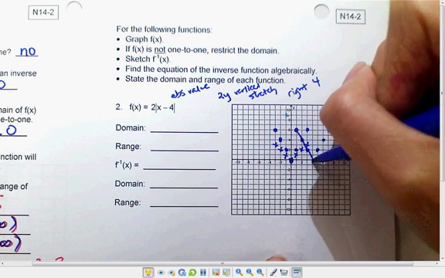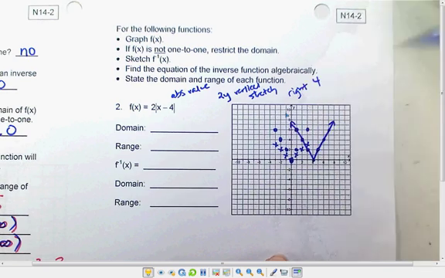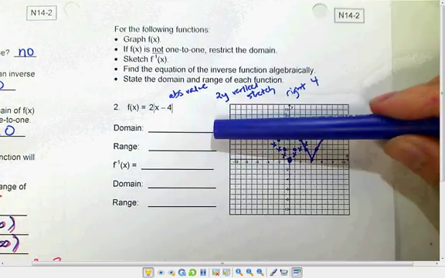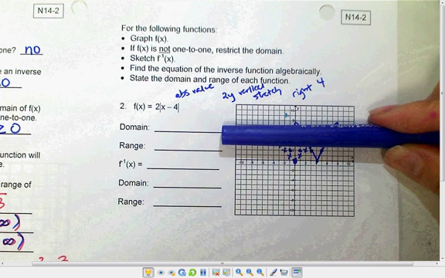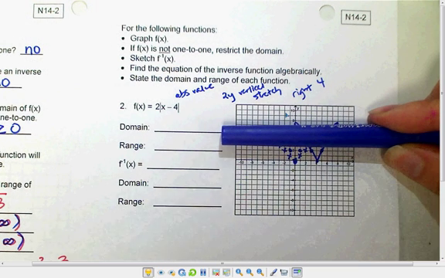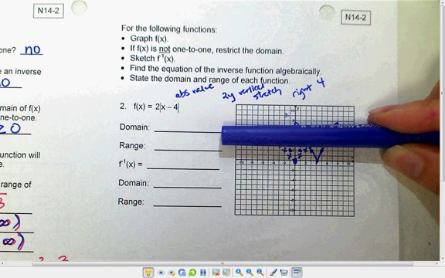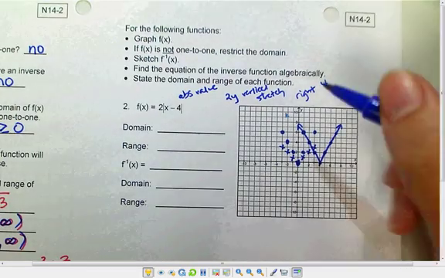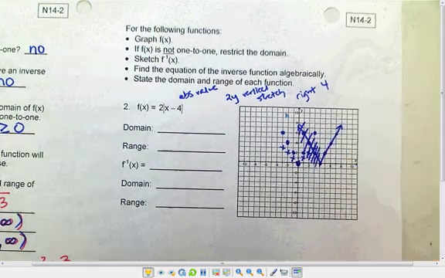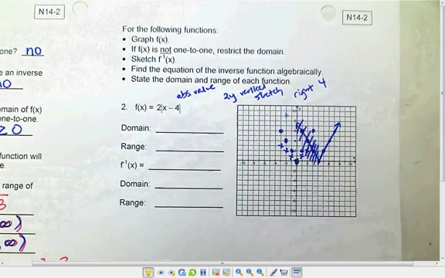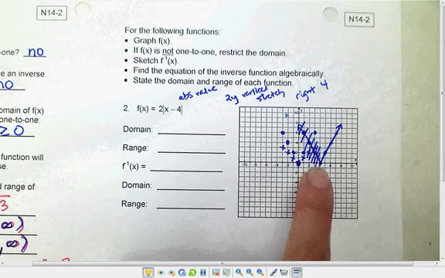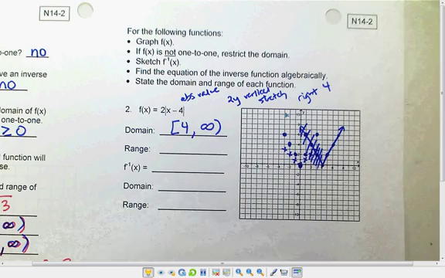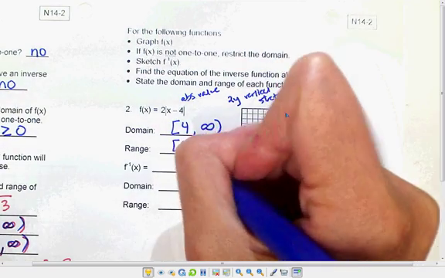This is my function. As you can tell, this is currently not one-to-one because it doesn't pass the horizontal line test. And so what we need to do is restrict the domain. So again, we're going to just cross off this side of it. And so we're only looking at this right here. So our domain here, if we're starting at 4 and going to the right, is 4 to infinity. My range, lowest point to highest point, is 0 to infinity.